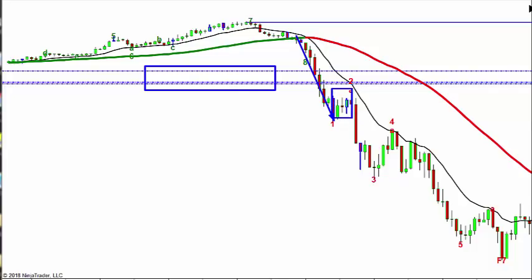Actually, I wanted to use my arrow there. That's all right, you can use both. Now, you know what? Let's use the arrow so you can see the price bars better.